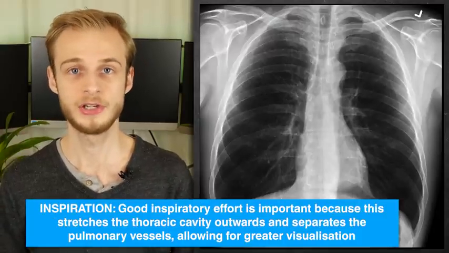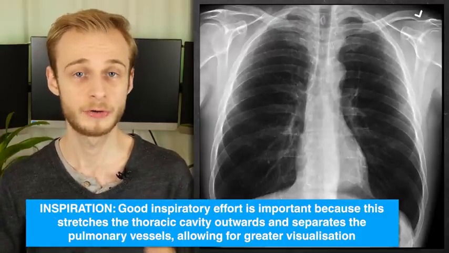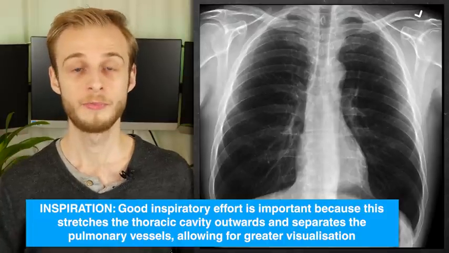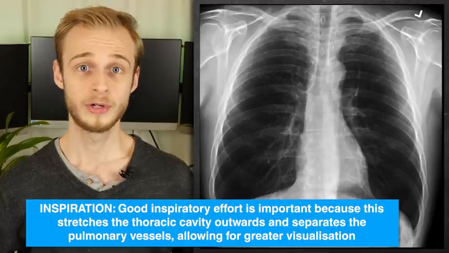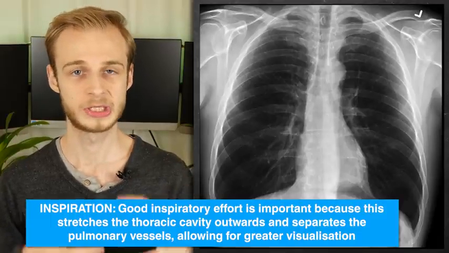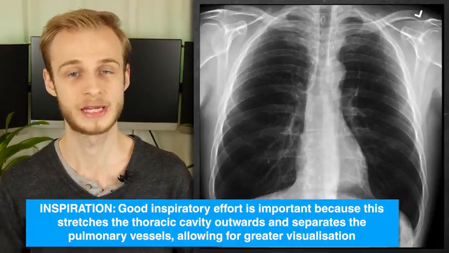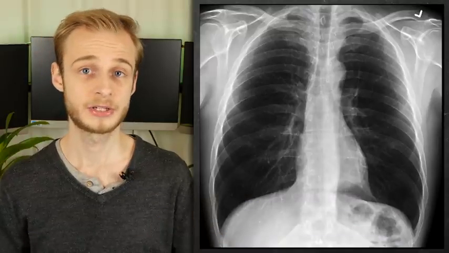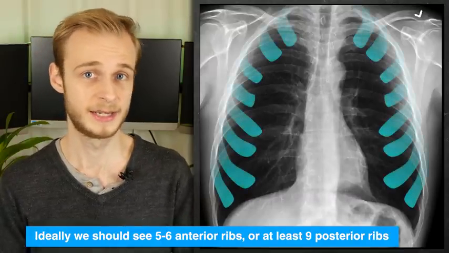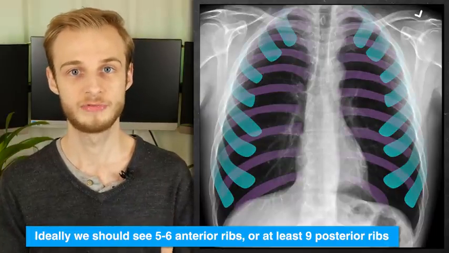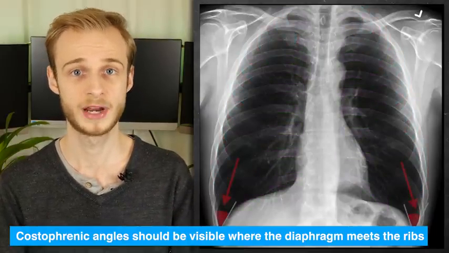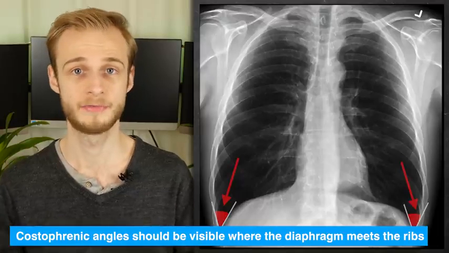So our I is for inspiration. How well did the patient breathe in when they were asked to? How good was their inspiratory effort? When we inspire, this stretches the thoracic cavity outwards, which separates all the vessels and soft tissues and things that we might want to have a closer look at. On an ideal x-ray, we should see at least 5 to 6 anterior ribs or 9 posterior ribs. We should see the lateral edges of each rib ideally, as well as the costophrenic angle, where the diaphragm meets the ribs at the bottom.